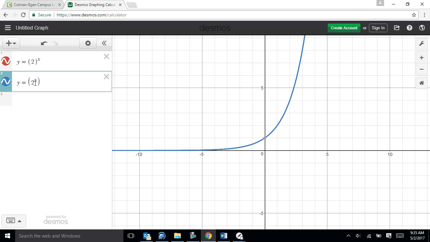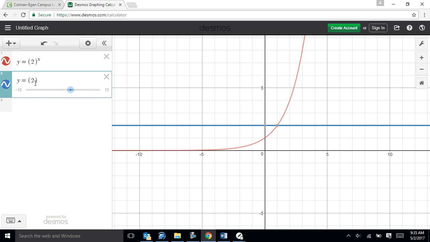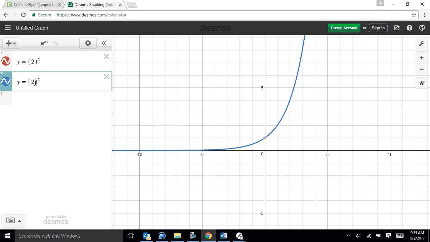Was it x plus 3? What was our exponent? X minus 3. Thank you. All right, so what happened to our graph? It moved to the right, and it moved to the right how many?